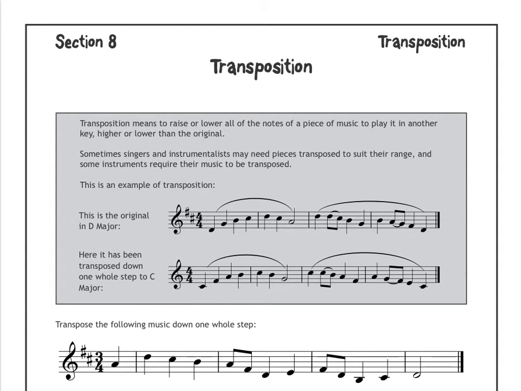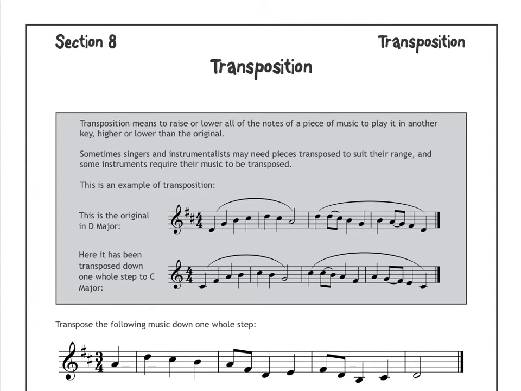So, an example of a transposition. Original music played in the key of D major, as you can see, two sharps, easy stuff. It starts on D, goes up for a little bit, comes down, ends on the tonic as well. Here the music has been transposed down a whole step to C major. You can see that all of these notes are down one step. The key signature has also changed. What was D major is now C major.